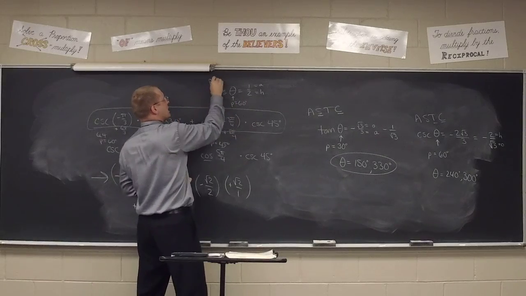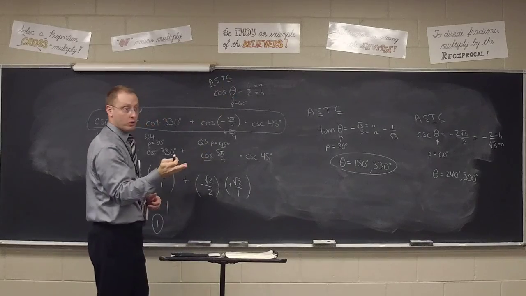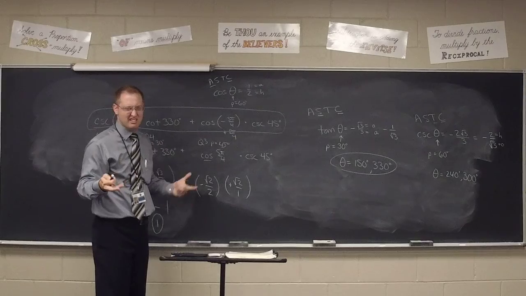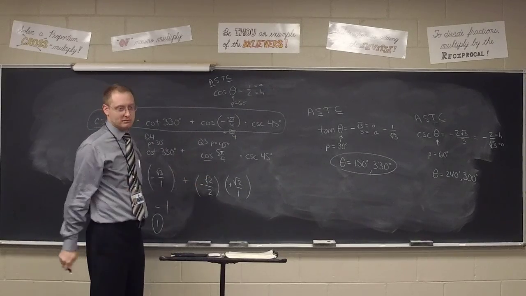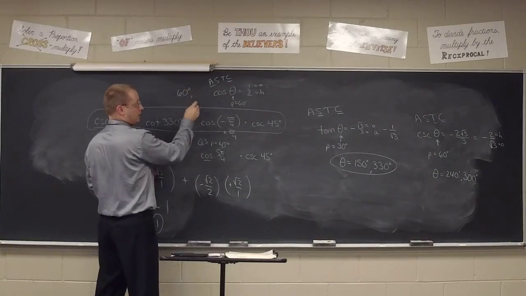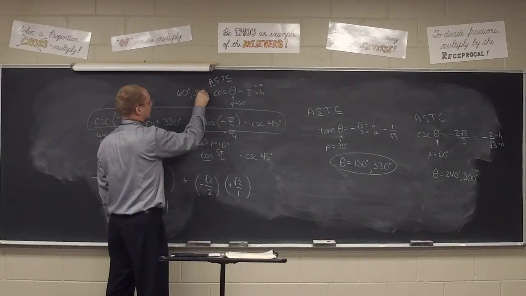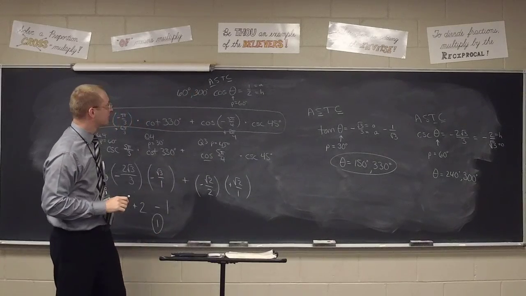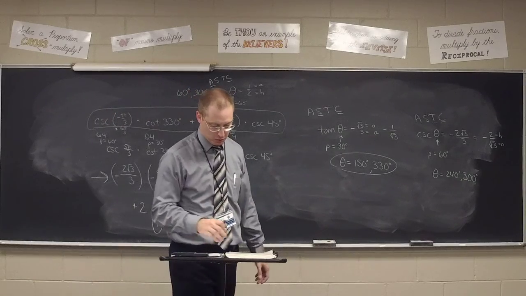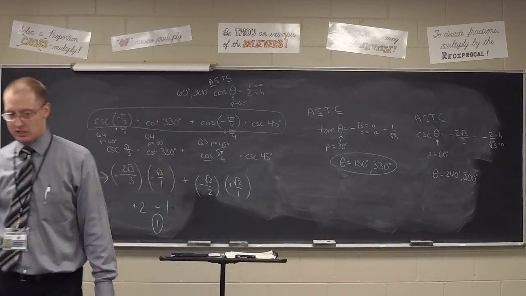But ASTC, when is cosine positive? 1 and 4. So what quadrant 1 angle has a reference angle of 60? Remember, in the first quadrant, the reference angle is the angle. So 60 really is an answer here. But what about in the fourth quadrant? 300 degrees. It's either 60 or 300, so 2 possible answers. I want you to do 22, 24, 26.